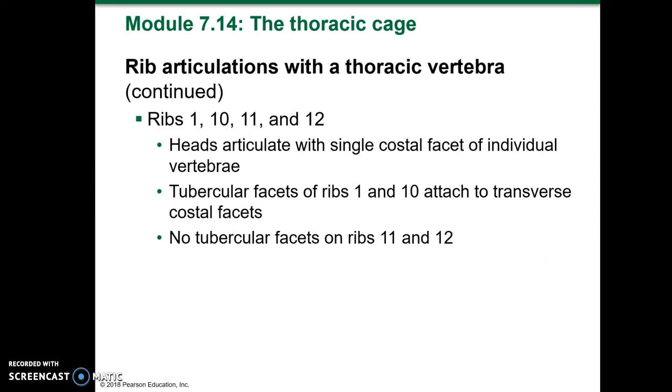For ribs 1, 10, 11, and 12, the heads articulate with a single costal facet of the individual vertebrae. The tubercular facets of ribs 1 and 10 attach to the transverse costal facets, and there are no tubercular facets on ribs 11 and 12.